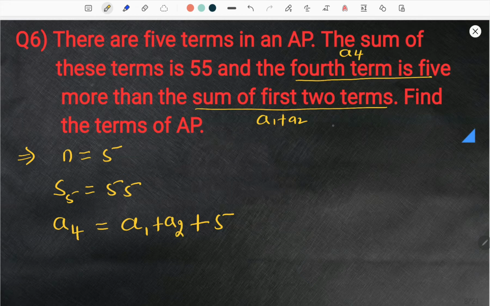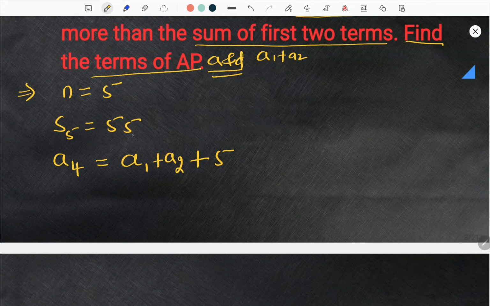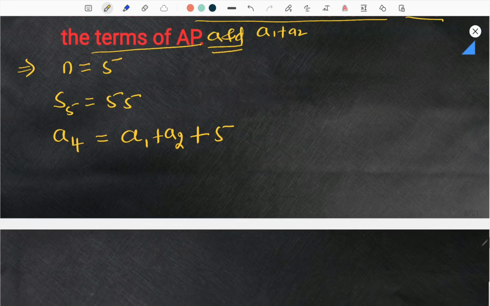Alright, now they are asking us to find the terms. If I want to find out the terms, what should I have? I should have a and d. If I know the value of a and d, first term and common difference, I can tell the terms of the AP. Now let us try to do this with the data I have. First of all, this given data has to be written like this, so that things become very easy for you.